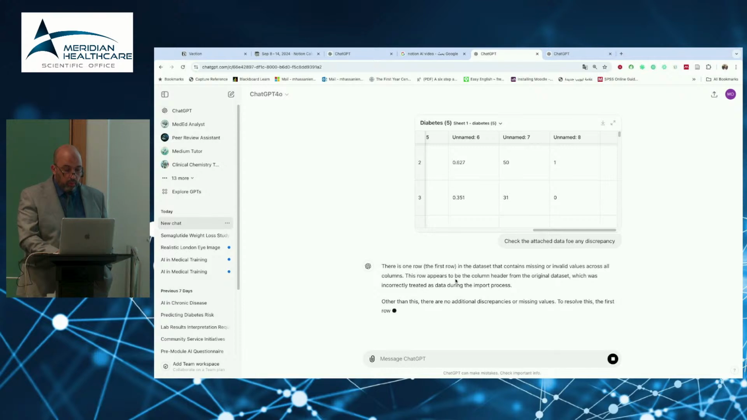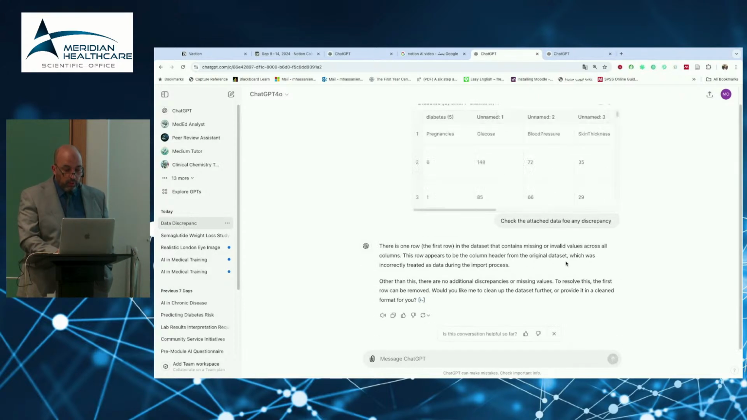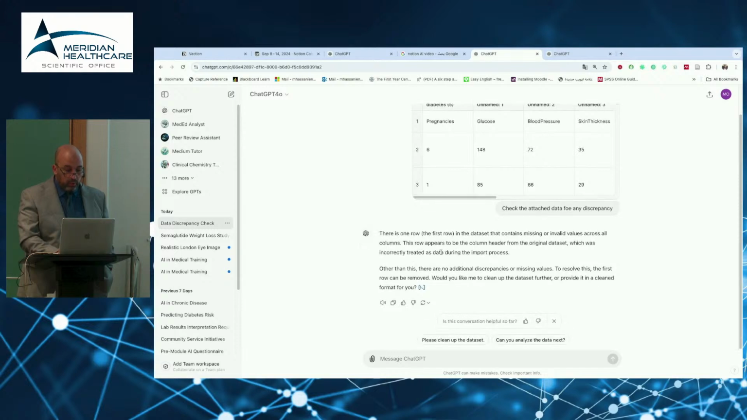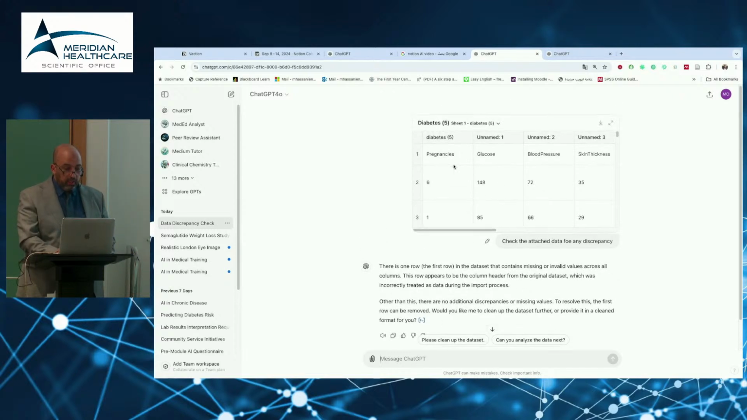So there is one row in the data set that contains a missing or invalid value across all columns. This row appears to be the column header from the original data set, which was incorrectly treated as data during the import. It means I think this row, which is this. So could you clean the data, because this is the first step, to clean this sheet.